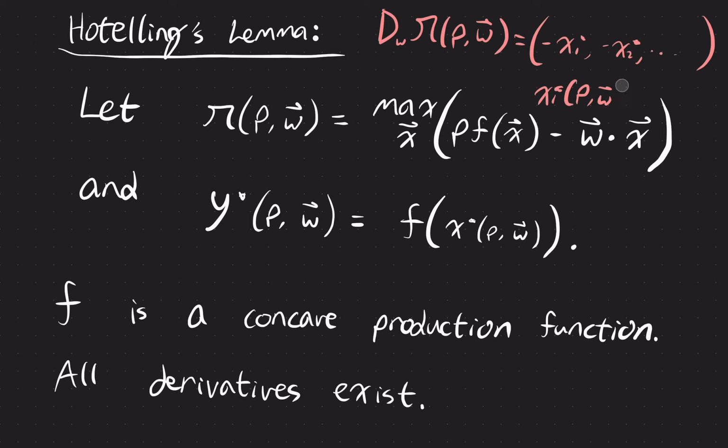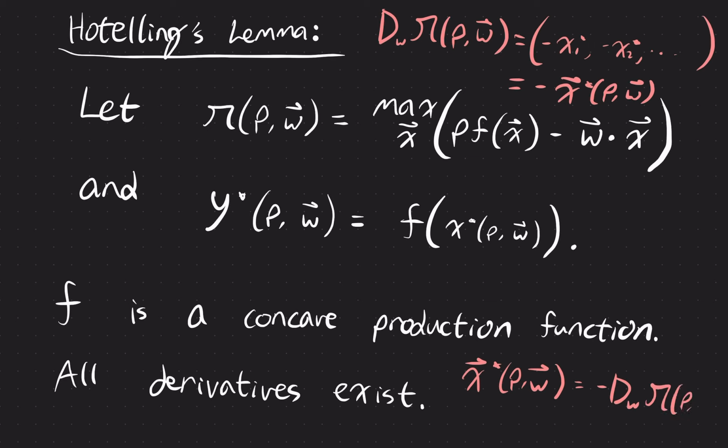So finally, this is just negative the optimal x vector. And so we multiply both sides by -1 to get the x star vector equal to negative the w gradient of profit. And those two things together give us Hotelling's lemma.